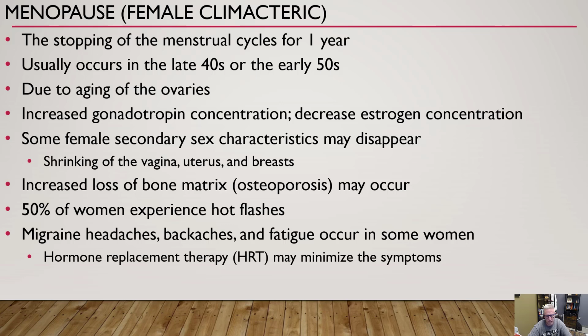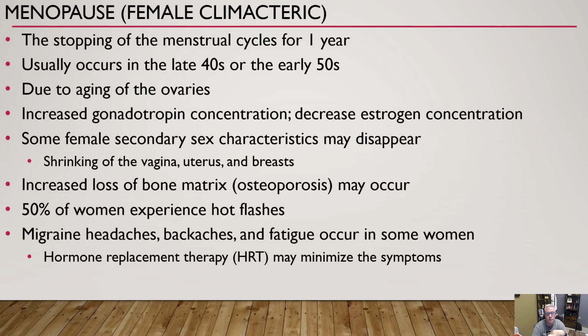All right, menopause. It's also called female climacteric. It's usually the stopping of menstrual cycles for 1 year. Usually you menstruate until you're in your late 40s or early 50s, and you stop ovulating because of the age of your ovaries. It's because there is an increased gonadotropin concentration as well as a decreased estrogen concentration in the bloodstream.